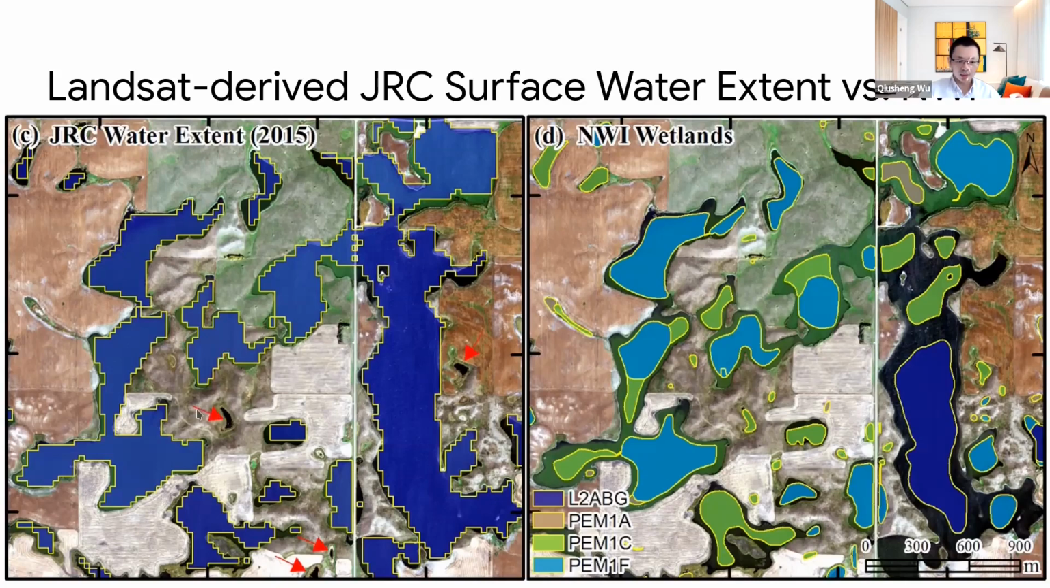Also, if you see the red arrow here pointing to those smaller water bodies, Landsat data was not able to detect these water bodies because most of the wetlands in the Prairie Pothole region are relatively small. The median size is only about 1,600 square meters, so it's less than 2 Landsat pixels. You will see here more than half of the wetlands are smaller than 2 Landsat pixels. There's no way you can use Landsat to delineate those accurately.